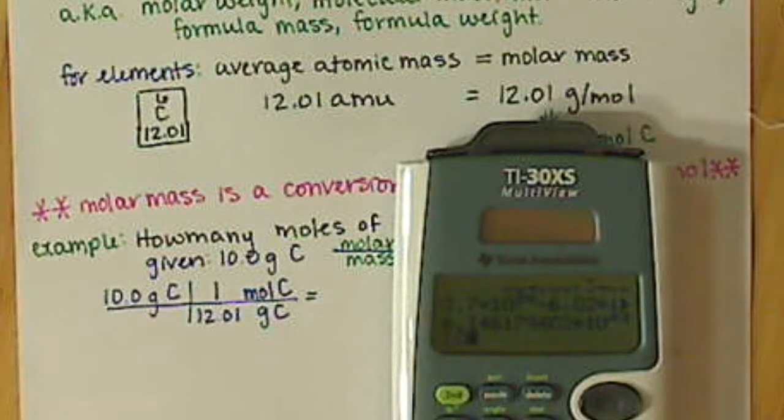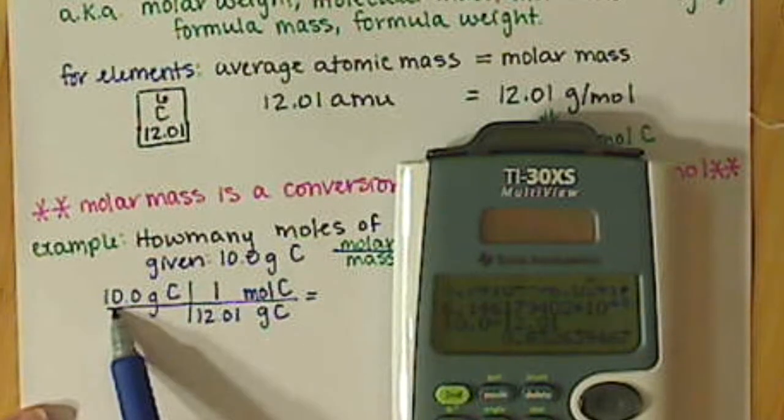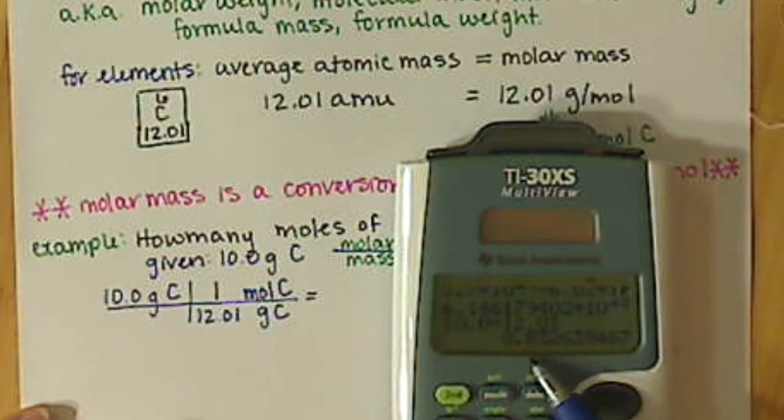We have 10.0 divided by 12.01 is 0.832639. And we had 3 sig figs to start with, so I'm going to round it off to 3 sig figs, so I have 0.833. I'm going to have to round that 2 up because there's a 6 next to it.